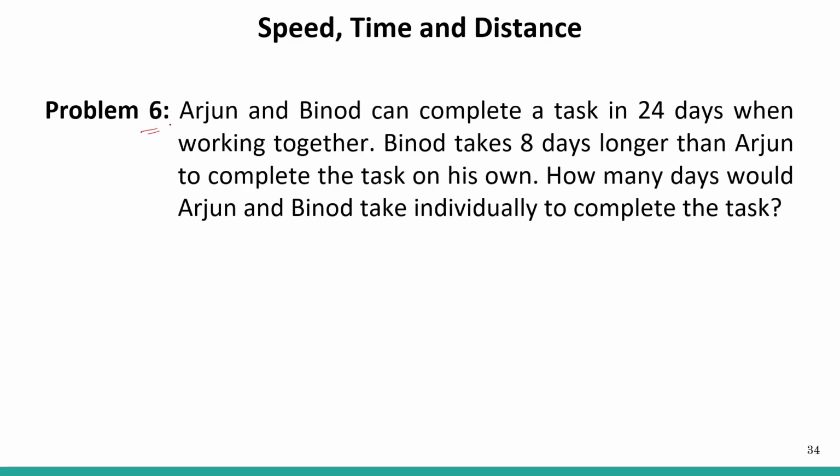Let's see problem number 6. So Arjun and Binod can complete a task in 24 days. Okay. So their combined work rate is given as WC is equal to 1 by 24, when working together. So Binod takes 8 days longer than Arjun to complete the task on his own.